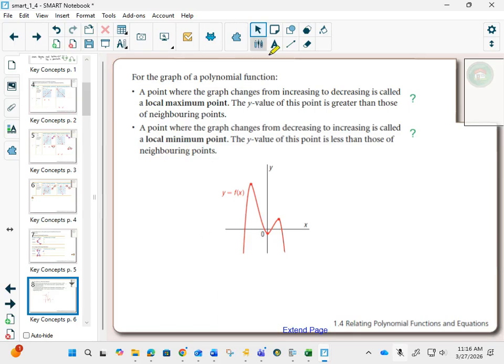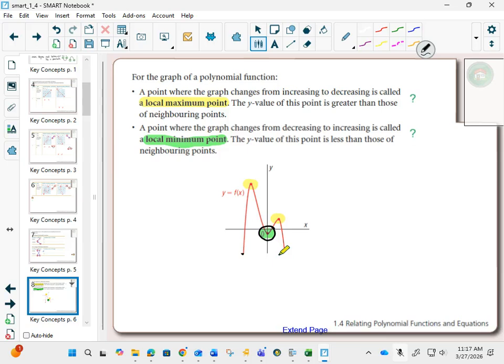Some other key definitions you can highlight here. We got local maximum points. These would both be considered local maximum points. This would be considered a local minimum point. The reason we use local is because if I draw a circle around the minimum, for example, would you agree that the point is the minimum in that circle? Outside the circle, it's further down. It's not the absolute minimum.